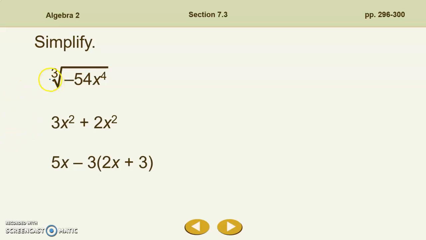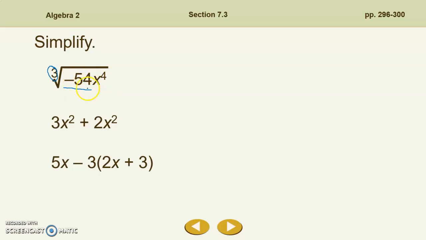So let's start by taking the cubed root of negative 54 x to the 4th. Now you may see this negative and go, oh, we can't do that. Remember, we can't take even roots of negative numbers, like square roots, because no number times itself twice gives us a negative number. We can take odd roots of negative numbers, and so this is a perfectly valid expression that we can simplify.